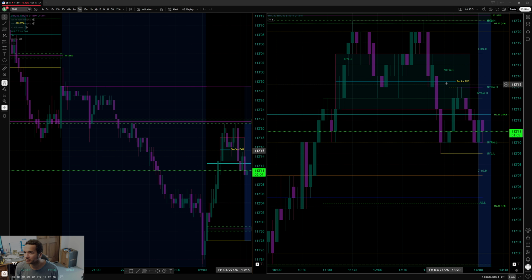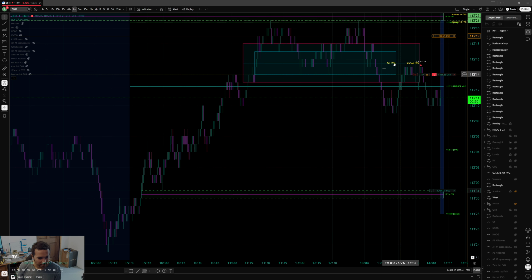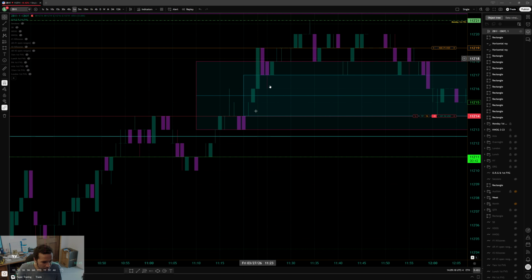Came up, stayed below the midpoint, rolled over, came back up, tapped it, midpoint of opening range gap, working lower. 1-minute fair value gap, volume imbalance up to here.